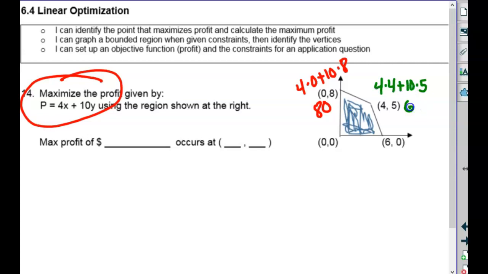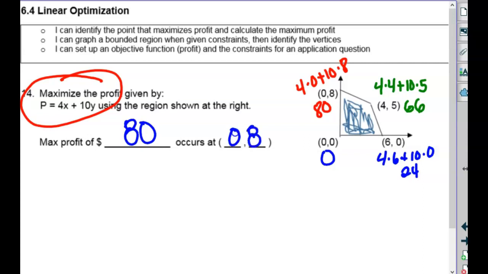16 plus 50, 66. Yes, sorry, my brain was stalling out. Okay, this would be 0. I think we're good there. 4 times 6 plus 10 times 0 would be 24. So the maximum profit of 80 occurred at (0, 8). Everybody good?